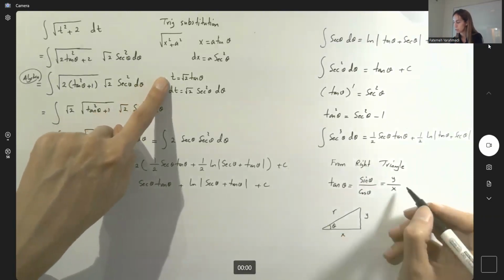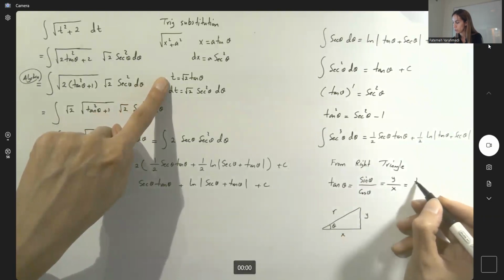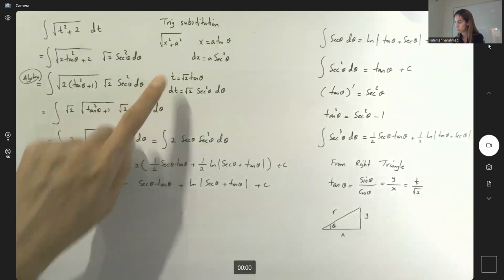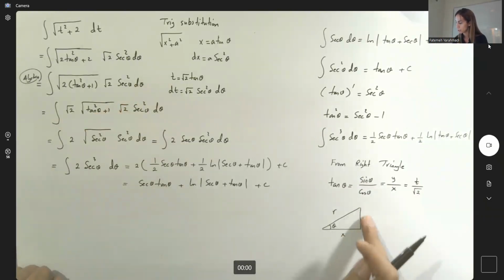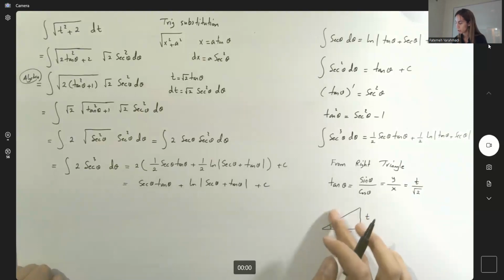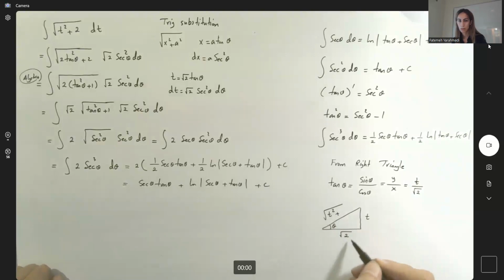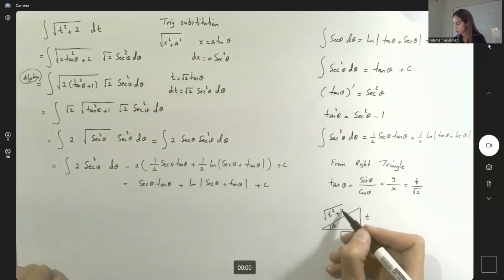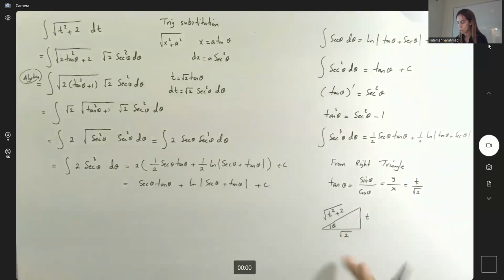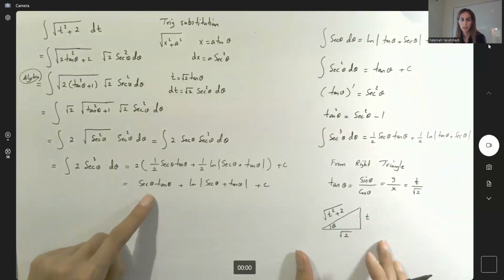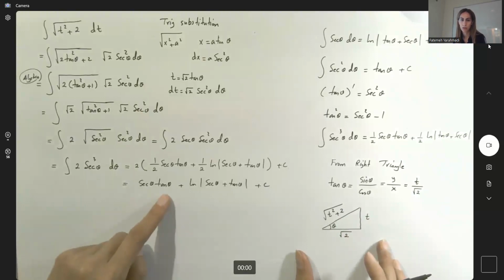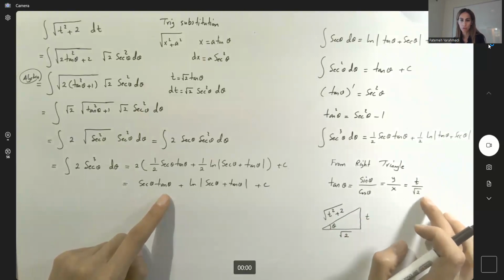Tangent theta is equal to t divided by square root of 2. So my y is t, and my x is square root of 2. I can find r. R is square root of t squared plus square root of 2 to the second power, which is here. So I can use this and define secant and the rest of them. I already know what tangent is. Tangent is t divided by square root of 2.